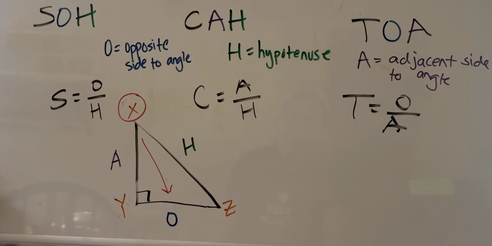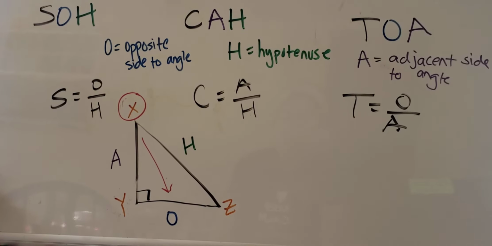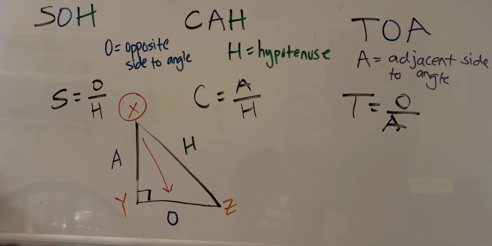Okay, so right below I have a right triangle. By the way, when do you use trig ratios? Only for right triangles, okay? And it's to find any missing side.